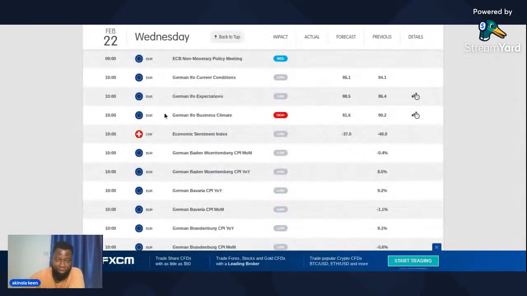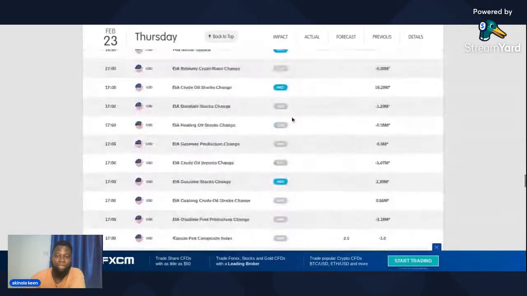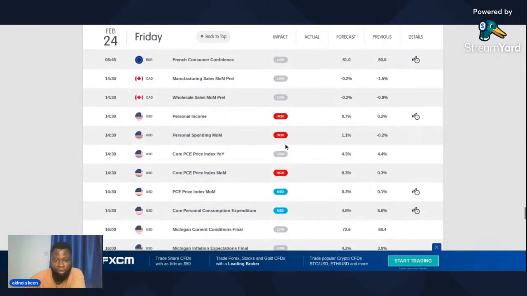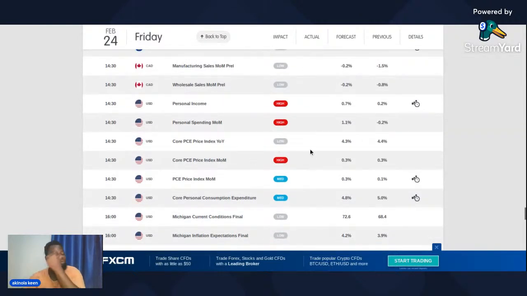And this is going to affect the Euro, German Ifo business climate. The previous one is 90.2 and the forecast is 91.6, which indicates that it's going to increase. Wednesday has no actual serious news. I think on Friday there is this big one, personal incomes, personal spending MOM. So I may try to drop a video before this news. There's something I want to show you about this particular news and all these percentage forecasts, what they mean, and how that can help you determine the market movement.